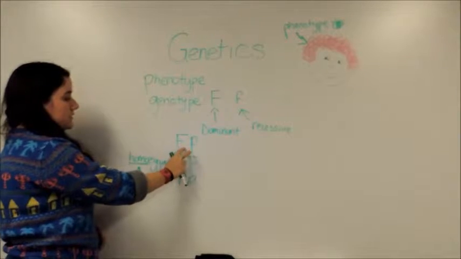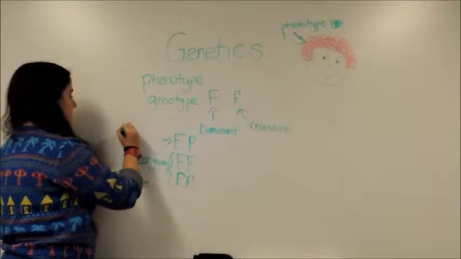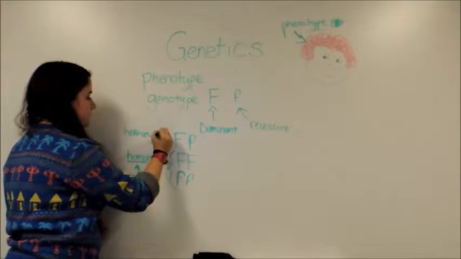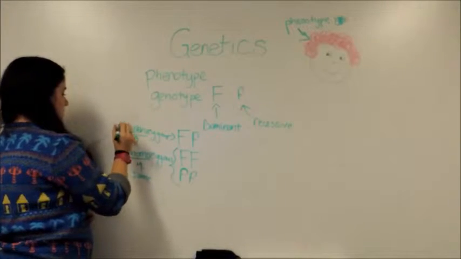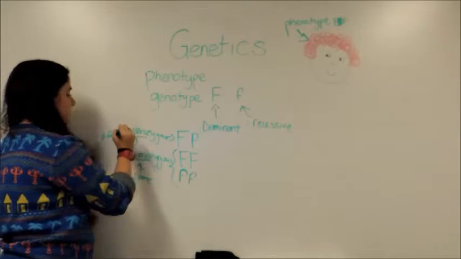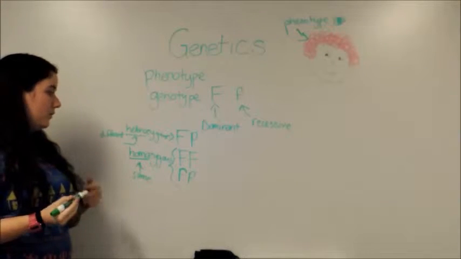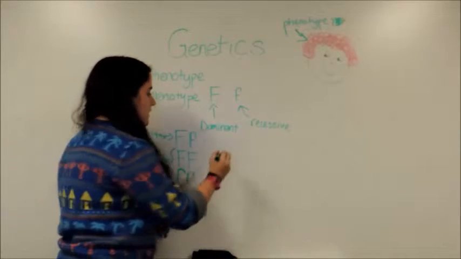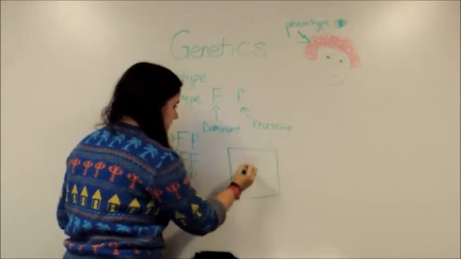And when you've got two different ones, you've got a big F and a little f, that means that it is heterozygous, because hetero means different. So what happens is when we're trying to figure out what you're going to inherit, you have to use something called a Punnett square. So a Punnett square kind of looks like a window.